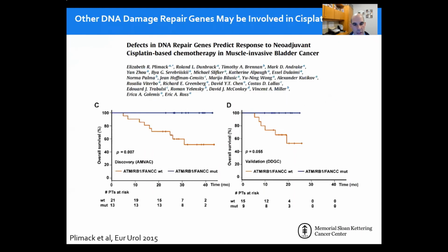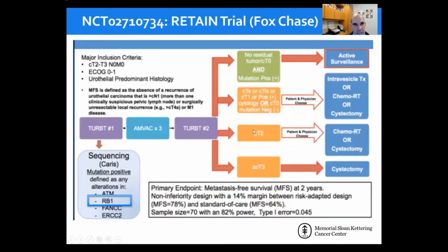And so, there are other potential biomarkers of cisplatin sensitivity as well. This is a panel from the Fox Chase group looking at ATM, RB1, and FANCC. And this led to their RETAIN trial, which they recently just presented in abstract form at GU ASCO, some of their preliminary data looking at this. And this is a similar concept. Notable differences within their panel of genes.